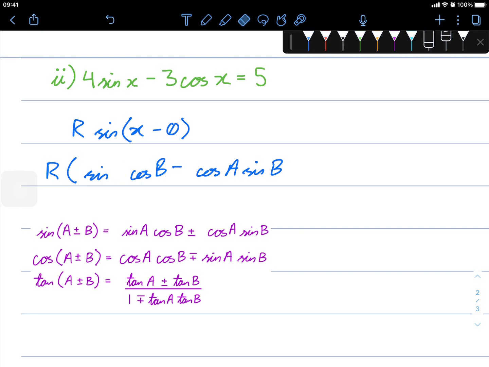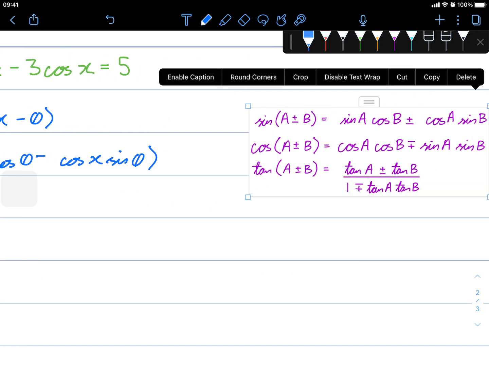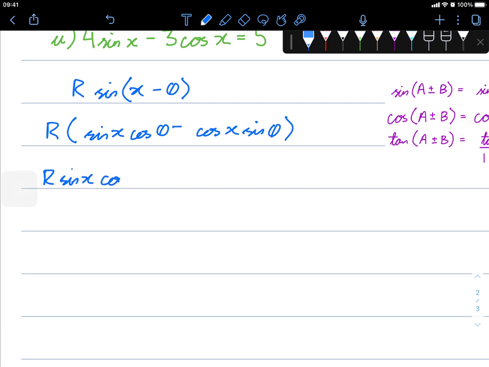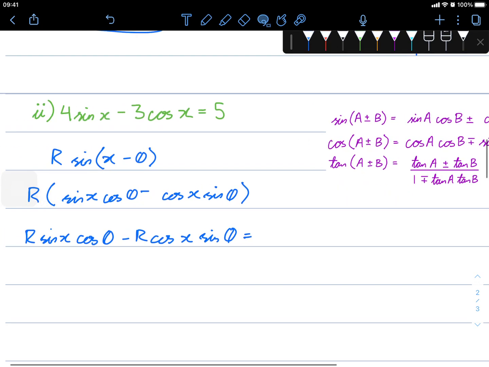So substituting those, x and theta. Expanding this, minus r cos x sine theta is equal to this left hand side.